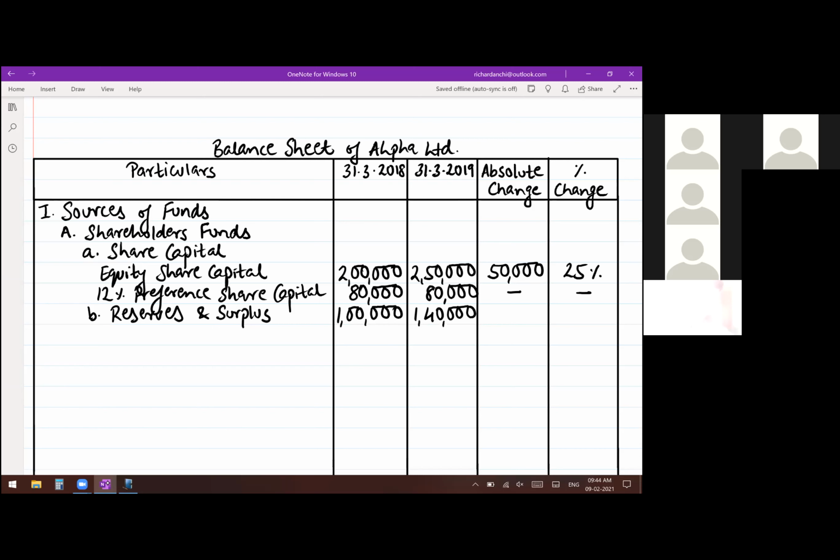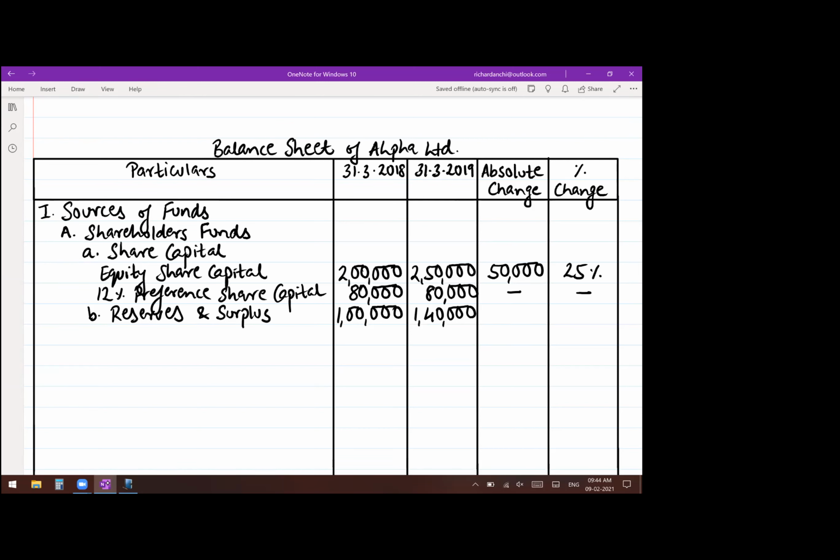Calculate and tell me firstly, the absolute change. How much have the reserves and surplus increased by? 1 lakh last year, 1,40,000 in the current year. Yes, it has increased by 40,000. And then to calculate the percentage, 40,000 divided by 1 lakh into 100. This calculation you do somewhere at the side. Only for understanding, I'm showing it to you here. And that is 40%. Increase by 40%.